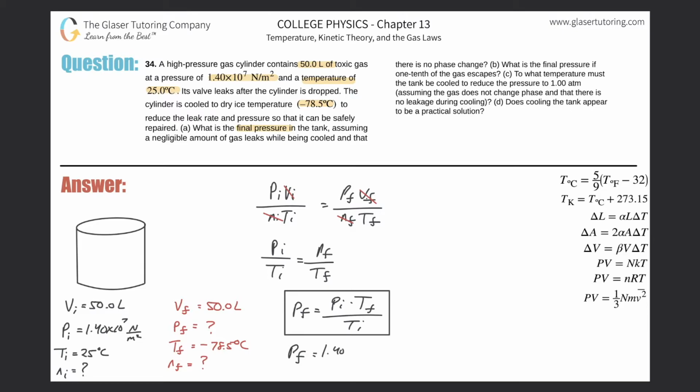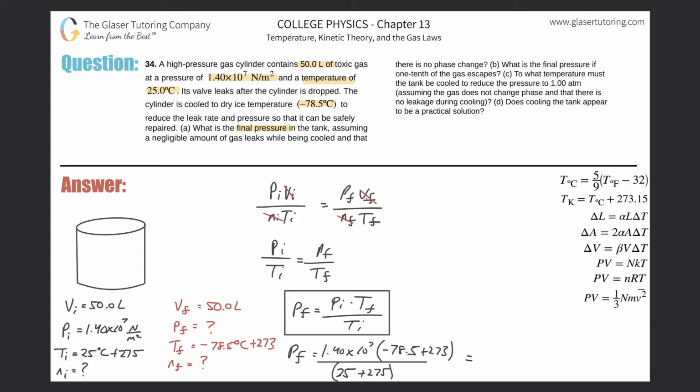It's 1.40 times 10 to the 7th, multiplied by the final temperature. They gave it to me in Celsius, so I just have to convert. Simply add the 273 to it. So I'm going to do negative 78.5 plus the 273. That's the final temperature. Then divide by the initial temperature. Again, they gave it to us in degrees Celsius, so you have to add the 273 to that. Same thing: this will be 25 plus 273.